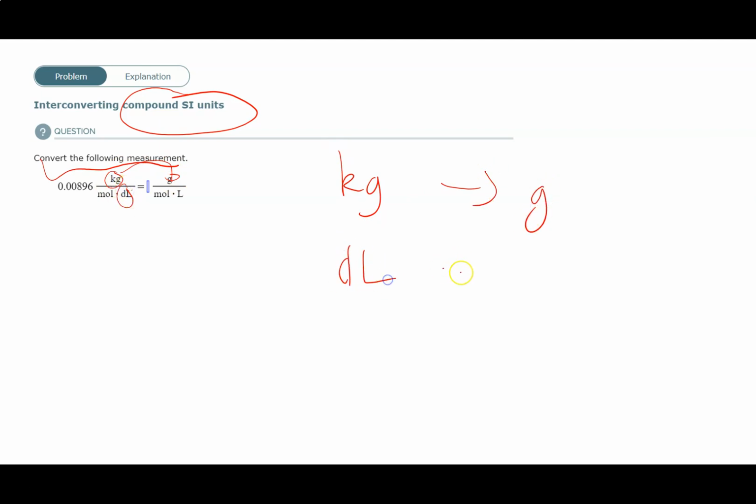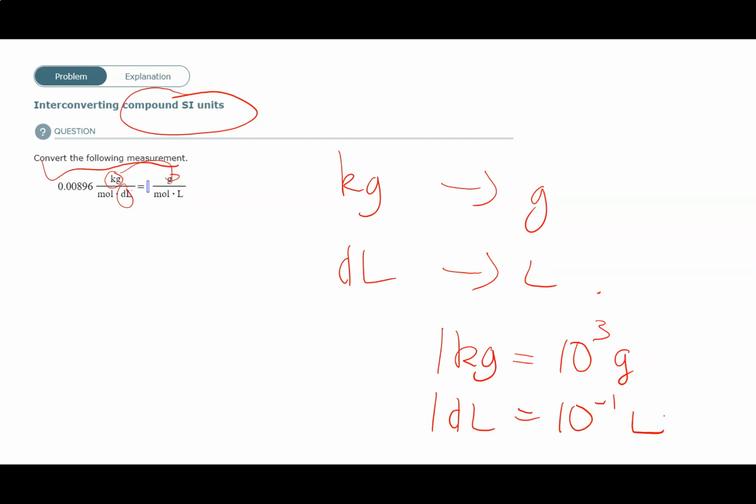Okay, so let's have a look at some conversion type problems from Alex here. And we've got here compound SI units. If you remember those ones, they're things that have more than one unit in a single measurement. Now, in this case, we're asked to do the complete conversion, not just state what conversion factors we would use. So we have to turn kilograms into grams, and then we also have to turn deciliters into liters. We know how to do this because 1 kilogram is the same as 10 to the 3 grams, and 1 deciliter is the same as 10 to the minus 1 liters.